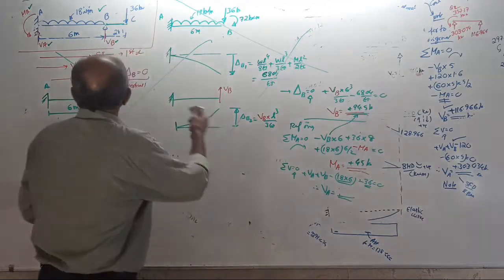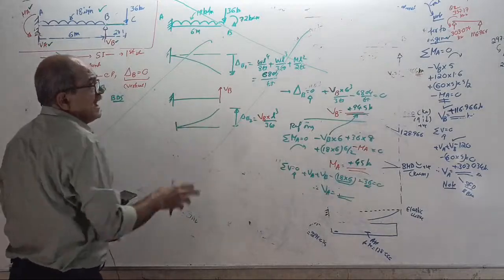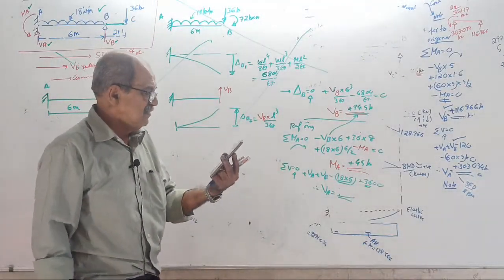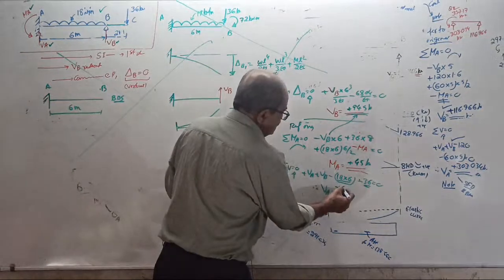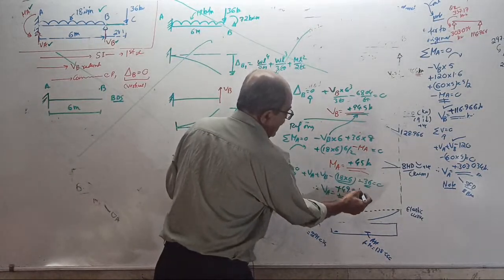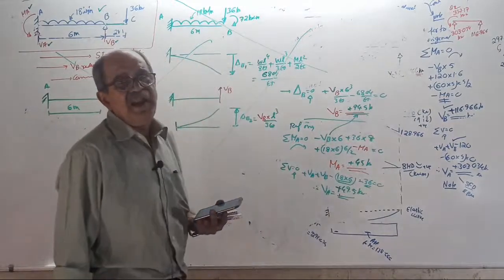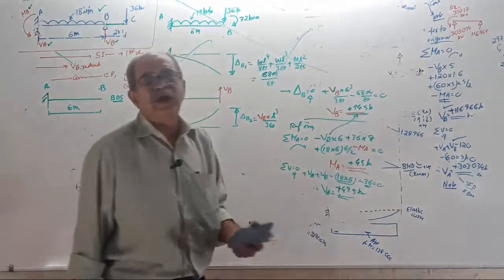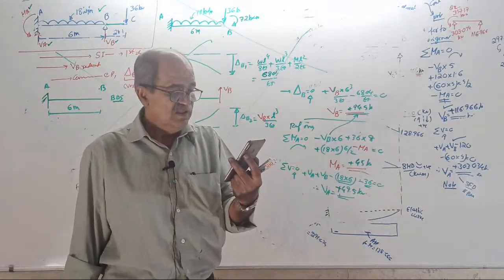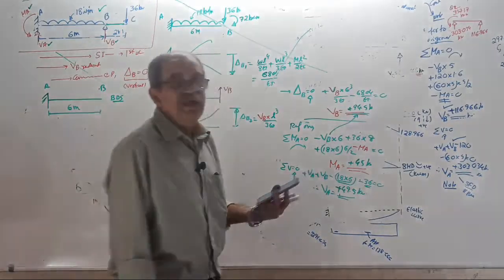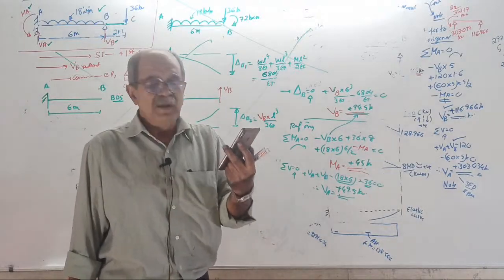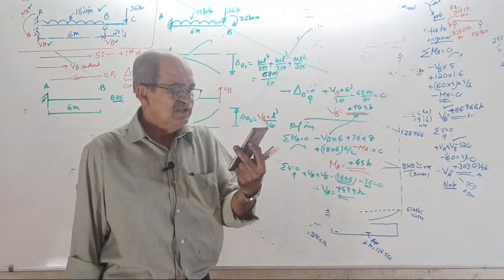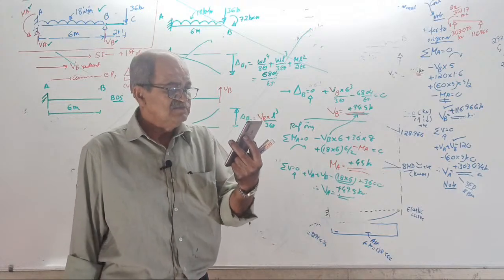Those who want can try by MA redundant. 49.5 kN. Later, those who are interested, can you solve by MA redundant? Then first MA will come 45. Will you try? VA 49.5. If you want, alternately try MA redundant.